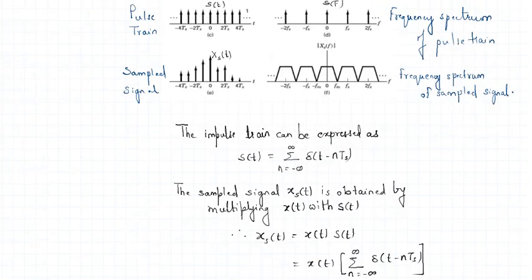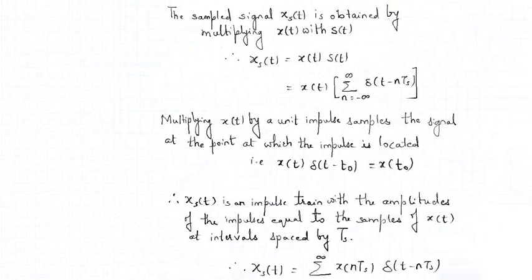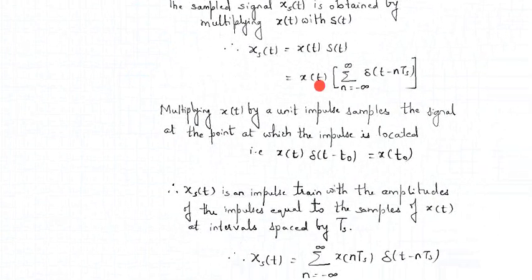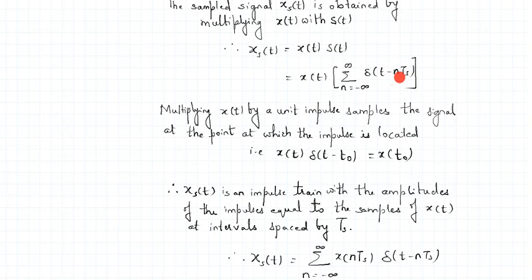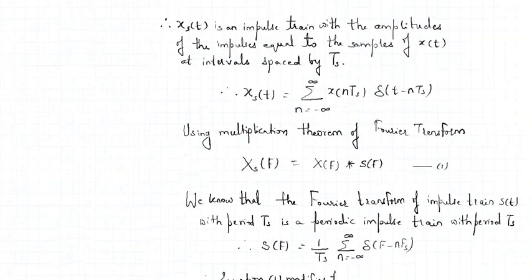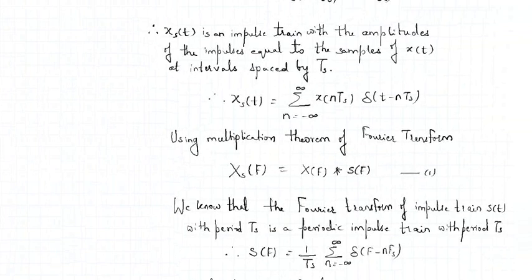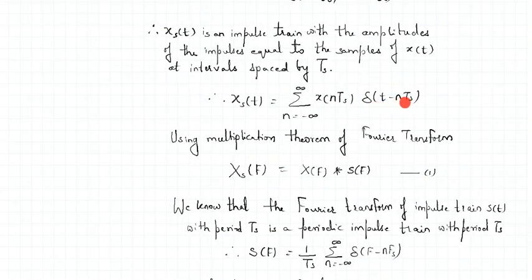Therefore we can write this particular product, x(t) into delta(t minus nTs), as x(nTs) into delta(t minus nTs). Instead of x(t) remaining outside, I can show that this product of x(t) with the shifted impulse is equivalent to obtaining the samples of magnitude at the instant of sampling.